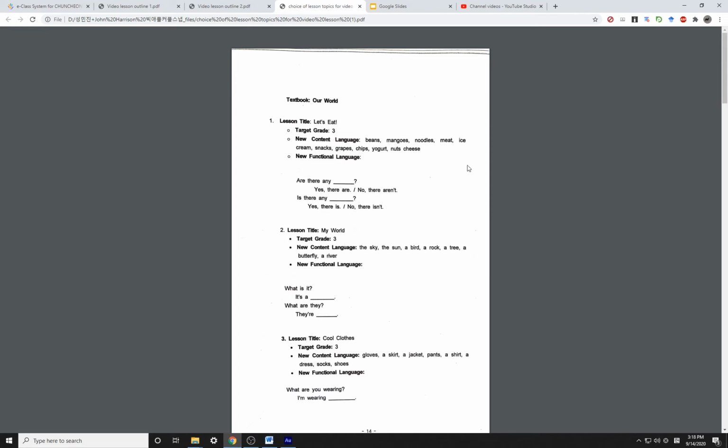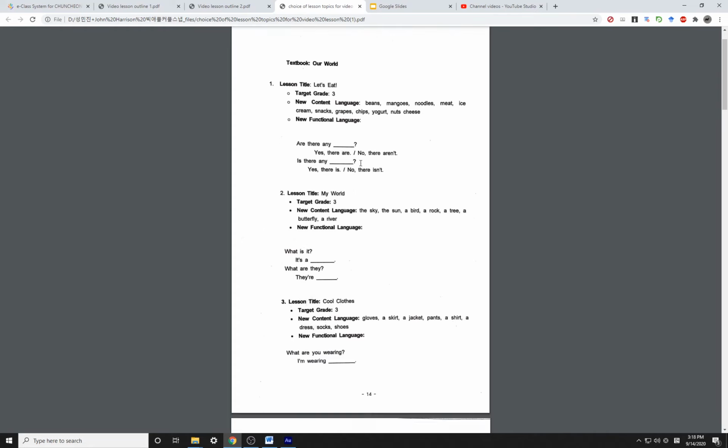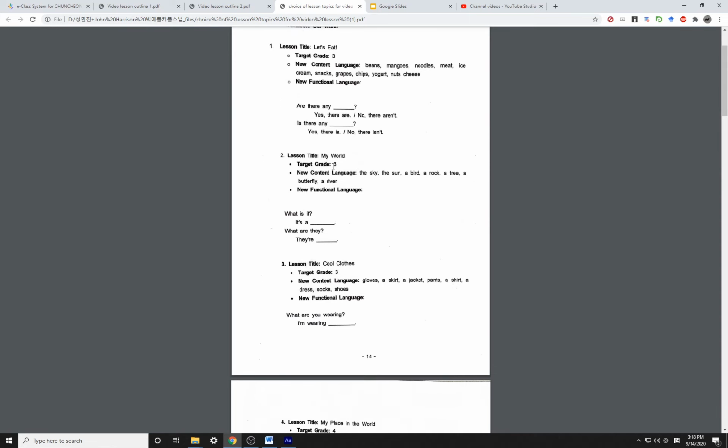My World, target grade 3rd. Content language: we see the sky, the sun, a bird, a rock, a tree, a butterfly, a river. We have things that are outdoors, and we have the use of articles. The sky, the sun, but a bird, a rock, a tree, a butterfly, a river. If you can help explain the difference between the definite article, the, and the indefinite article, why do we say the and not a? Why can't we say a sky, a sun? And how come sometimes we say the river, the butterfly? That might get too complex, obviously, with just 3 minutes, but it's something that you could investigate.